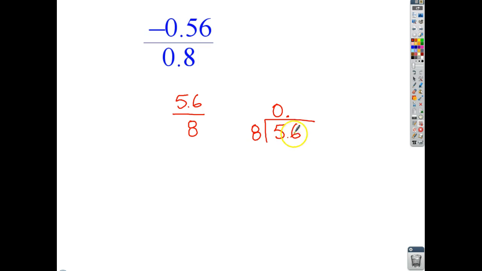So now I'm going to say, okay, well, what if it's 56, right? What if it's 56 tenths? If I have 56 of these and I divide it by 8, well, everybody's going to get 7, right? And I do 56 here, and I subtract, and I get 0, no remainder. So my answer here is going to be 0.7, right? But I'm losing this amount each time, right? So it's going to be negative 0.7.